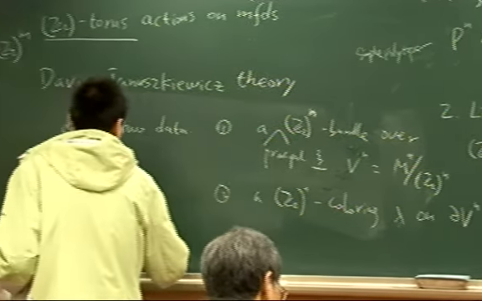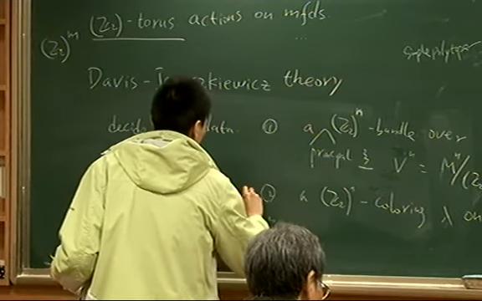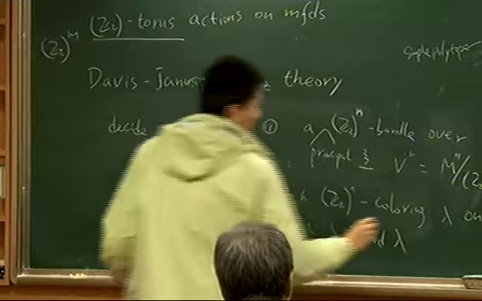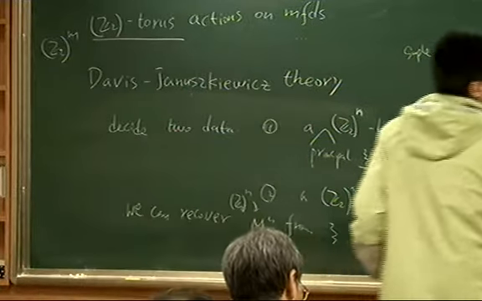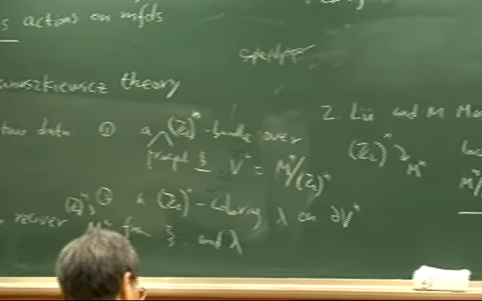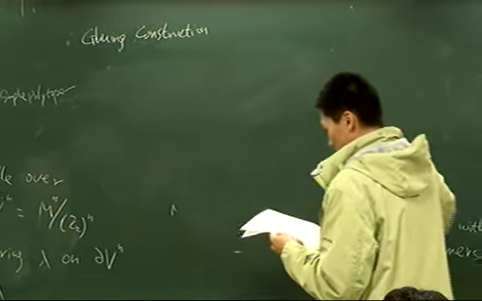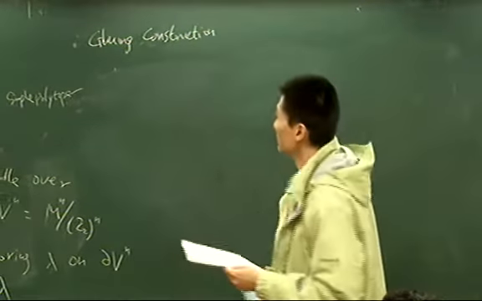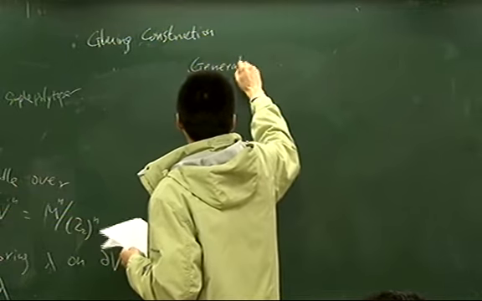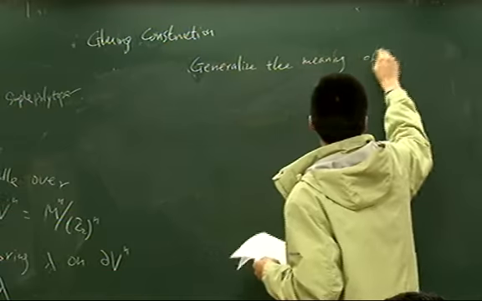So we can recover this action from Xi and lambda. These are the essential information that decides this locally standard action. In the talk today, I want to somehow generalize the meaning of locally standard, so I have to slightly generalize the meaning of locally standard.